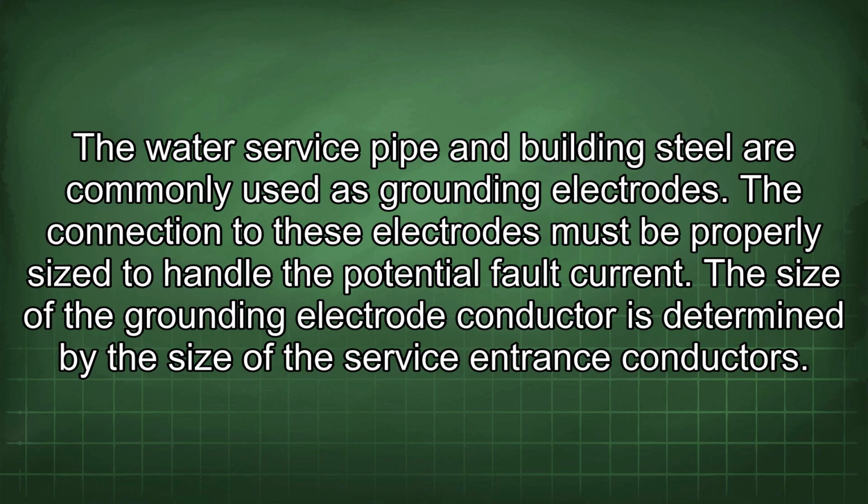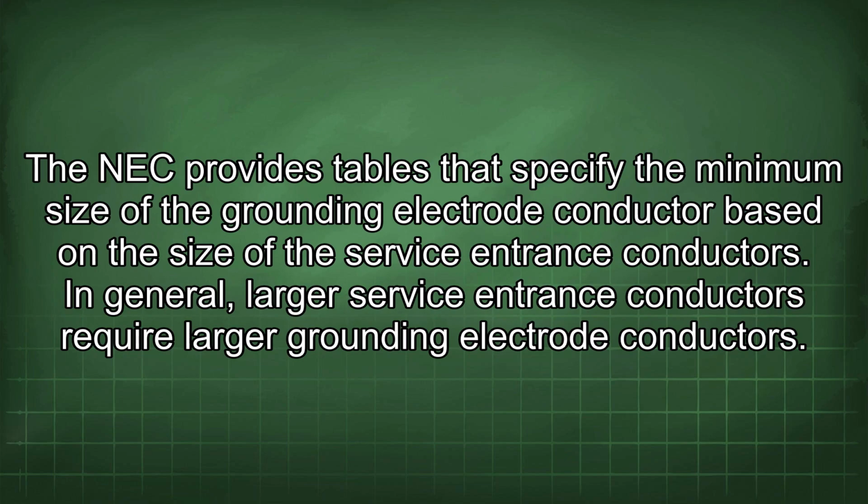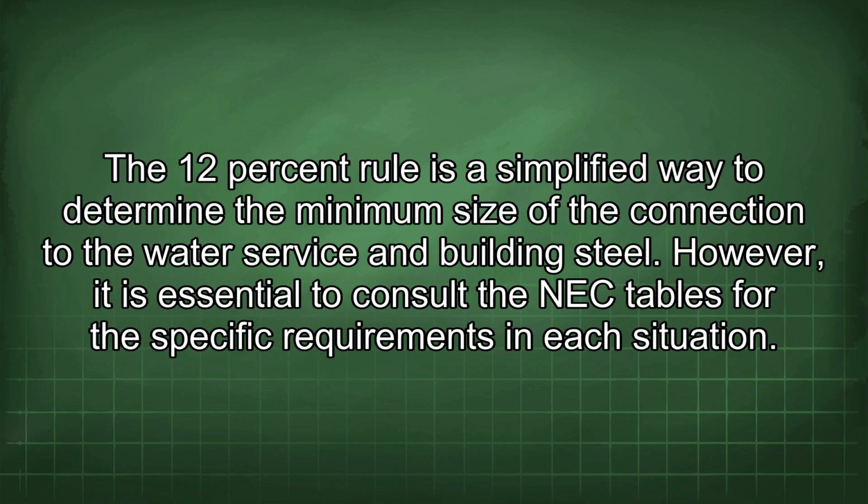The size of the grounding electrode conductor is determined by the size of the service entrance conductors. The NEC provides tables that specify the minimum size of the grounding electrode conductor based on the size of the service entrance conductors. In general, larger service entrance conductors require larger grounding electrode conductors. The 12% rule is a simplified way to determine the minimum size of the connection to the water service and building steel. However, it is essential to consult the NEC tables for the specific requirements in each situation.